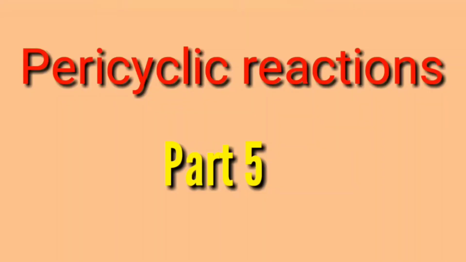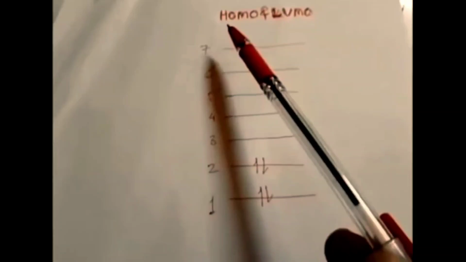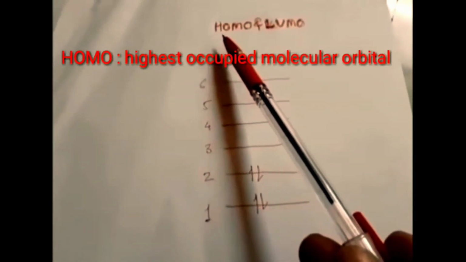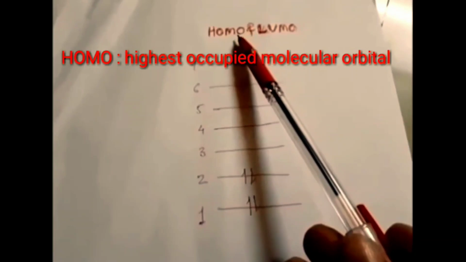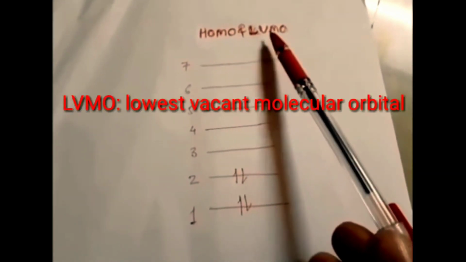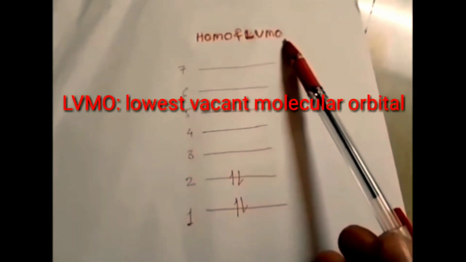In this part, we are going to discuss applications of the FMO method for electrocyclic and cycloaddition reactions. HOMO and LVMO: H stands for highest. Highest occupied molecular orbital is nothing but HOMO, and lowest vacant molecular orbital is nothing but LVMO.